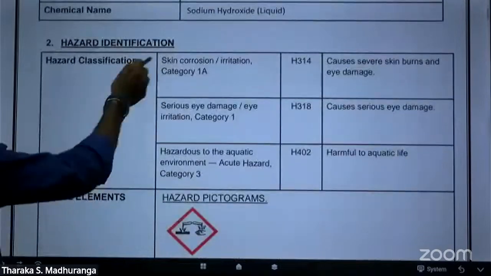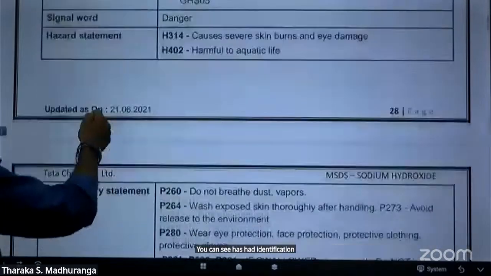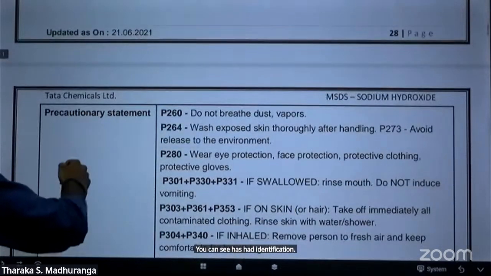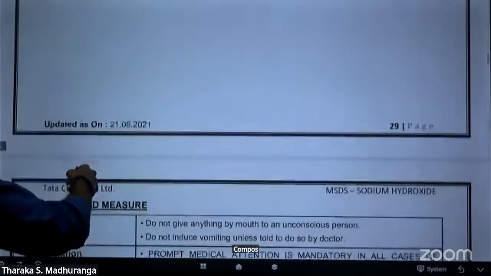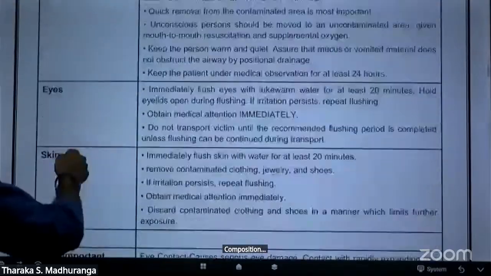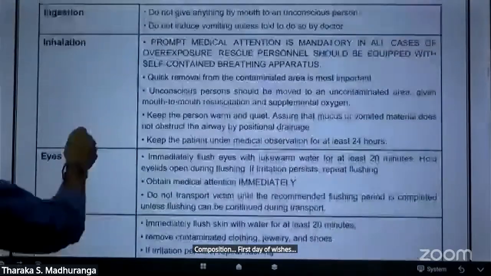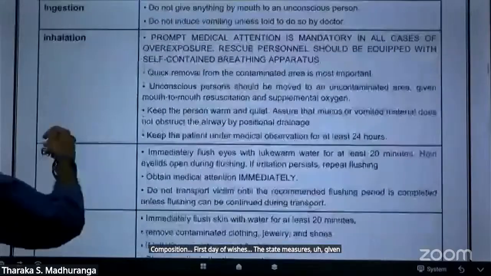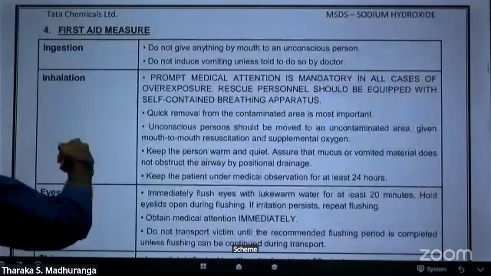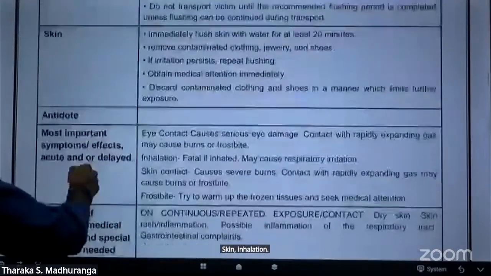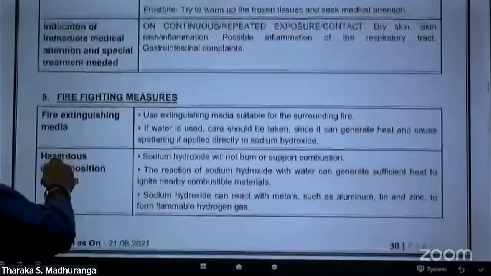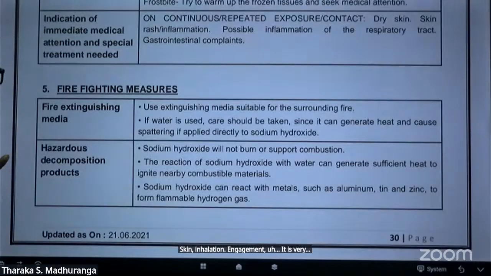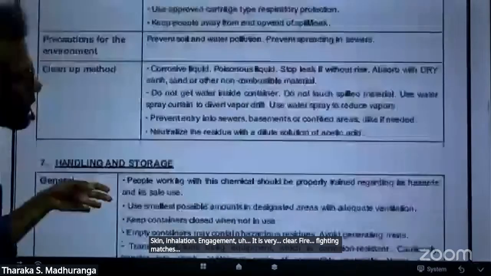You can see hazard identification, composition, first aid measures. First aid measures are given one by one: eyes, skin, inhalation, ingestion. It is very clear, no? Firefighting measures. Okay, that's the MSDS.